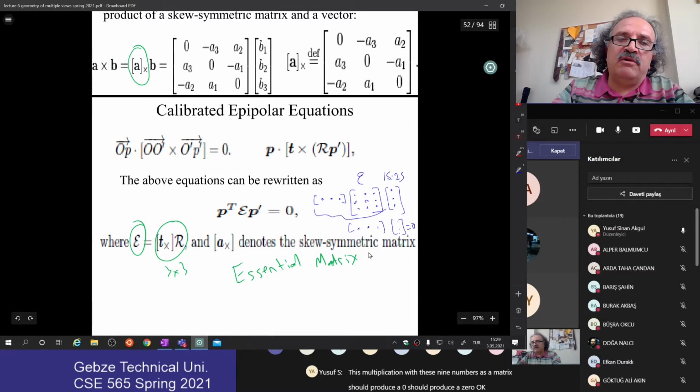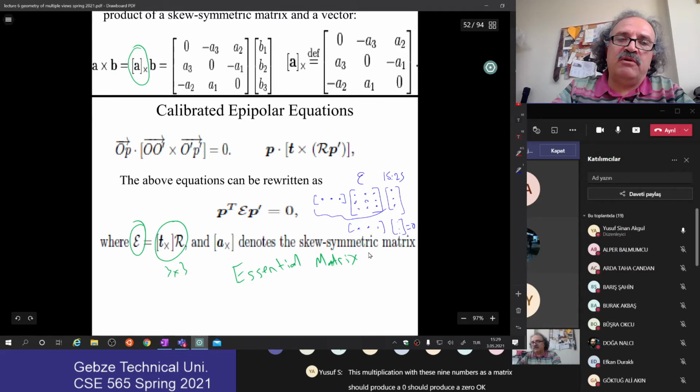There are 9 coefficients inside the E, of course, but they are defined up to a scale because there is a 0 here. Whatever the numbers inside E, I can multiply all of them with 5. For example, if I multiply everything with A here, all the numbers, and multiply the other side with A, the result will not change because it is 0 here. So this essential matrix is defined up to a scale.